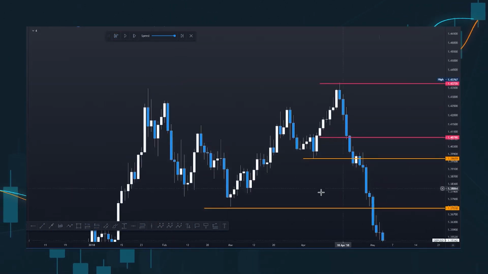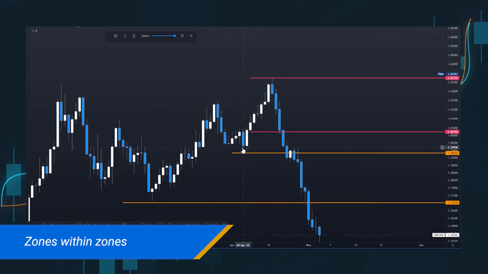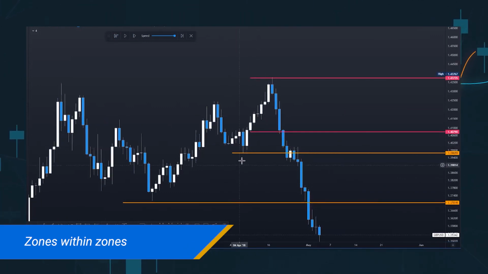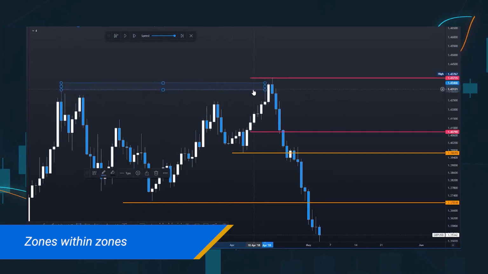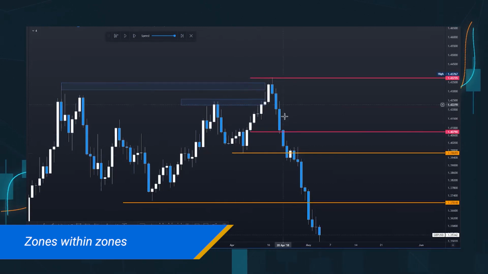And we want to be able to look for zones within zones. This is the higher low that I was talking about. This higher low is very important because this final leg breached all of this structure. For me, this is a very important level. When that was broken, there was a strong confirmation.